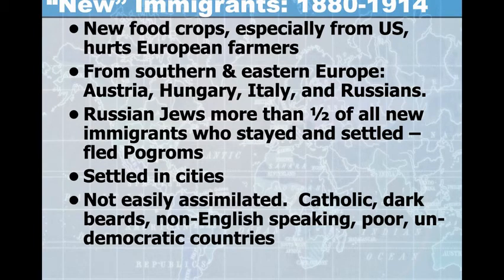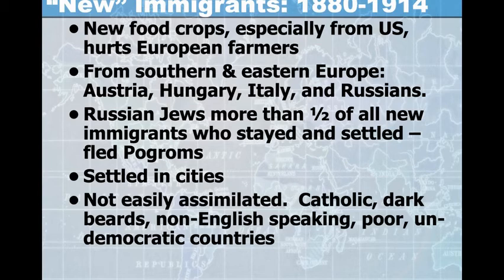They're also not easily assimilated. They look different. They believe different things than everyone else that's living here. So predominantly, religiously, these people are different. They're either Catholic or they're Jewish. They don't look like the people that are here, right? They have darker skin complexions. Northern Europeans are fairer skinned. Southern Europeans are a little bit darker skinned, a little more olive skinned.